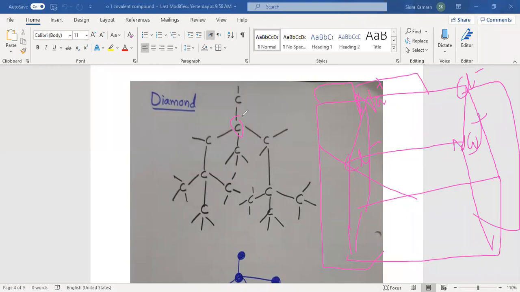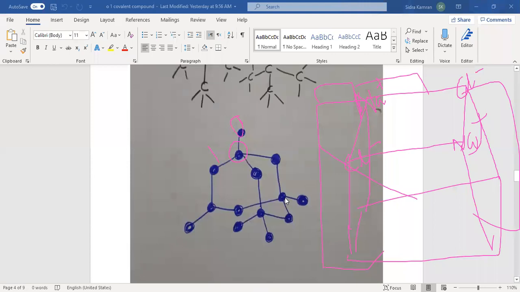In covalent compounds, one carbon atom is attached to four other carbon atoms, and this carbon atom is attached to four other carbon atoms. In this way, the complex macromolecular covalent compounds are formed and they make a lattice structure. This is an example of diamond. If in the exam the examiner asks you to draw the structure of diamond, you must know how to draw it. One carbon atom is attached to four other carbon atoms, and again the other carbon atom will attach to four new carbon atoms. In the same way, all the atoms in a diamond are attached to four other carbon atoms.